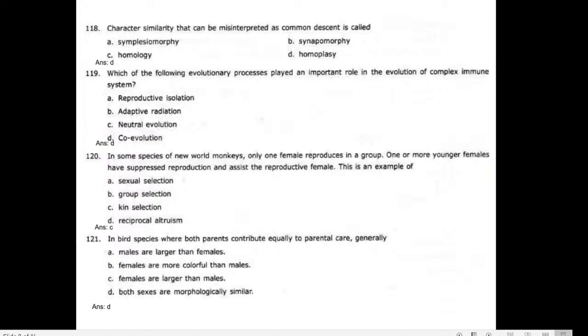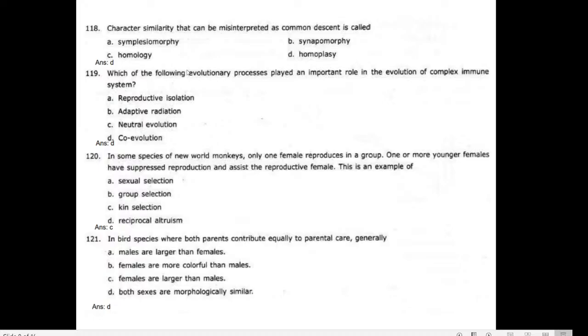Then the next concept is character similarity that can be misinterpreted. Here the character similarity is misinterpreted, and the explanations given are simply synonymous and synonymous. The meaning of character similarity which is misinterpreted is homoplasy. That homoplasy is not about the character similarity.